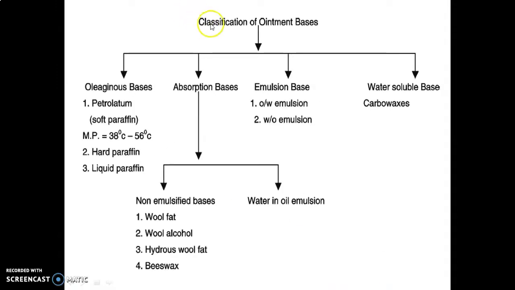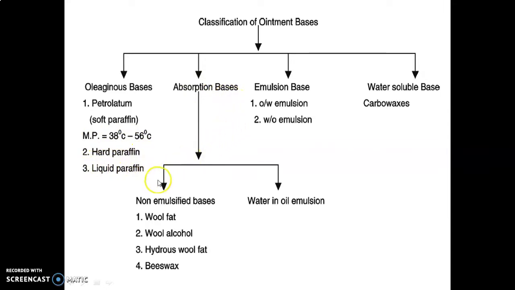Next we will discuss the classification of ointment bases. There are four main classes: oleaginous base, absorption base, emulsion base and water soluble base. In the oleaginous base, the first type is petrolatum, that is soft paraffin, which has a melting point of 38 degrees Celsius to 56 degrees Celsius. The second is hard paraffin, and the third is liquid paraffin.